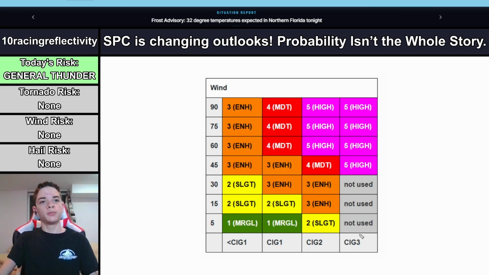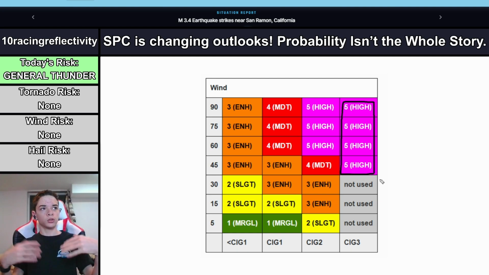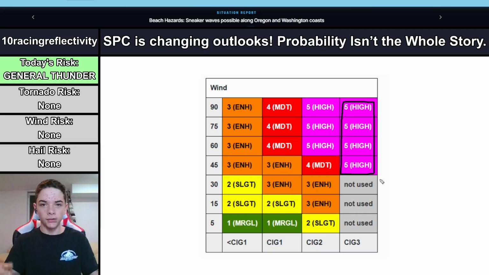Another thing that popped out to me is you cannot get a CIG3 risk for 5, 15, or 30%. And something that was kind of surprising to me was you can only get high risks with CIG3, which goes for 45, 60, 75, and 90% risks.